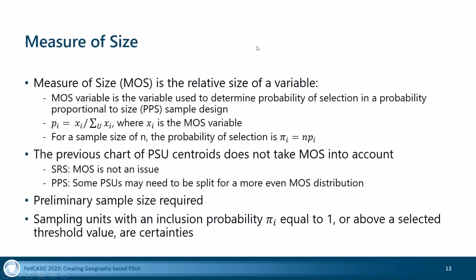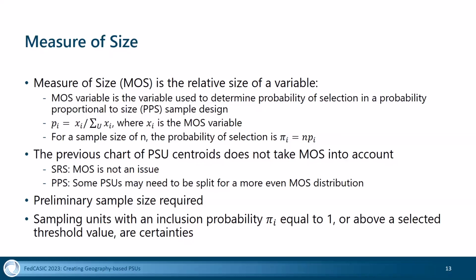I'm going to talk a little, let me re-summarize the maximum distance and then talk about measure of size. Again, the genesis of this was very operational in nature, in that we can only go to so many places, how many facilities within a general unit can we go to is what drove that. From a survey design standpoint, though, if you're doing probability proportional to size, you'll want to have a measure of size variable. The measure of size variable is the variable used in a probability proportional to size sample design, PPS.